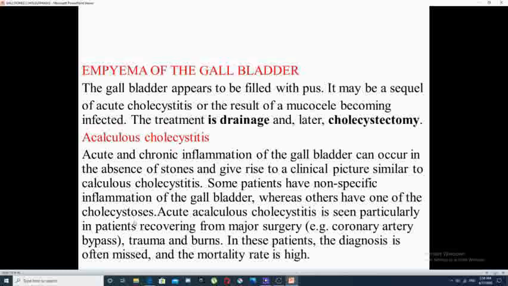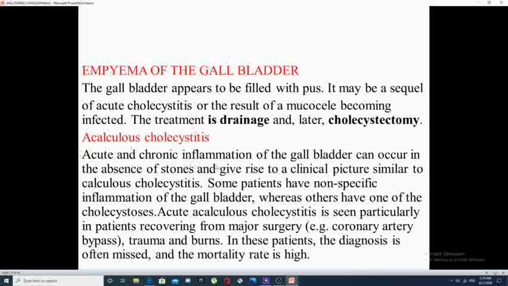Other entities in the gallbladder: empyema of the gallbladder. Here, the gallbladder is filled with pus, maybe as a sequela of acute cholecystitis or a result of the mucosa becoming infected. Treatment is drainage and later cholecystectomy. Another entity, acalculous cholecystitis.